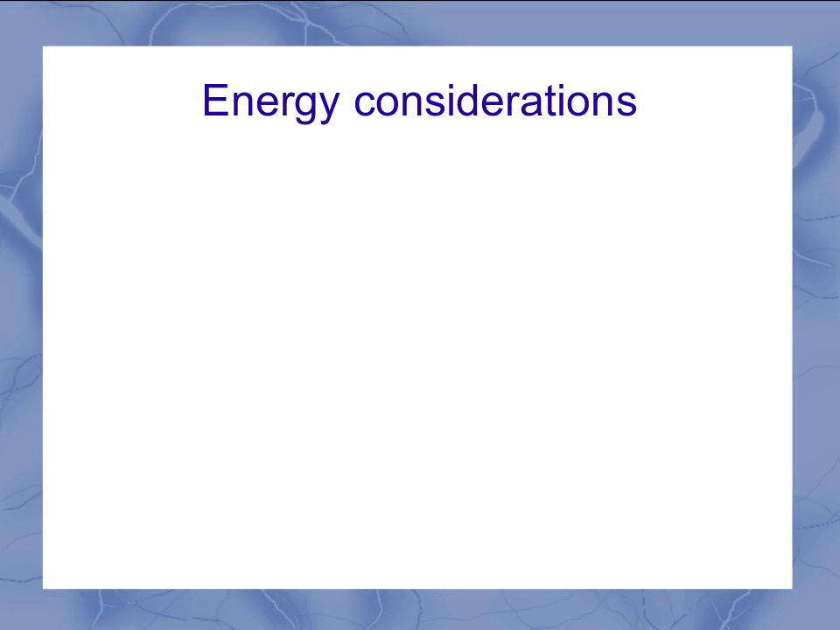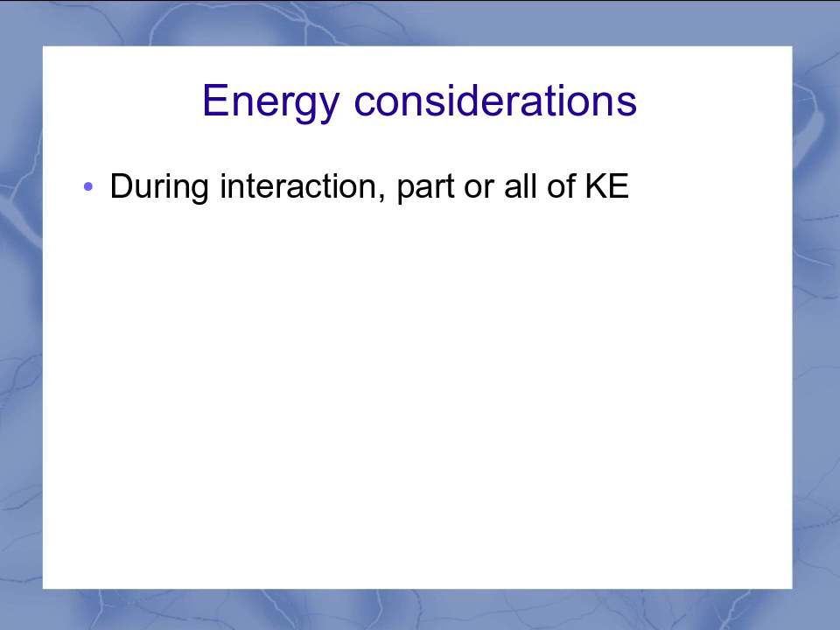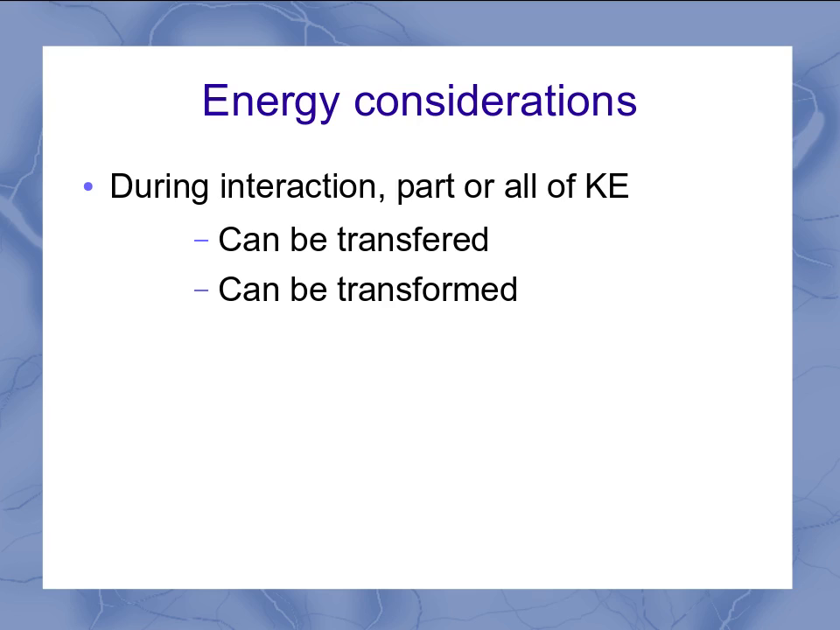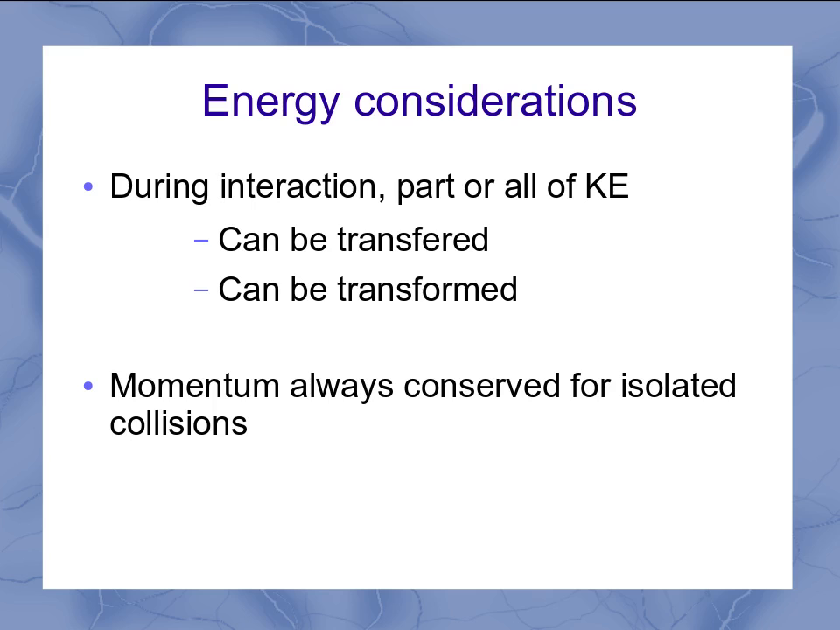So let's look at this from an energy standpoint. During an interaction, part or even all of our kinetic energy can undergo some changes. It can be transferred from one object to another. It can also be transformed from one type of energy, kinetic energy, into a different type of energy. But remember that momentum is always conserved for these. They're isolated collisions.